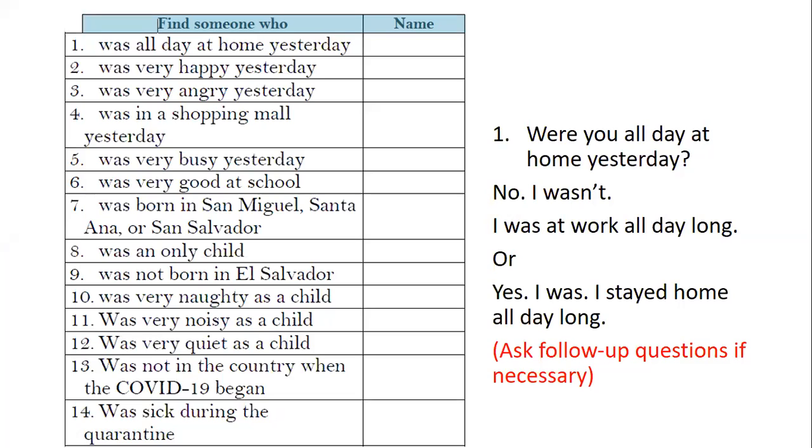You have simple questions like if you stayed at home, if you were happy, if you were busy yesterday, if you were a good student, if you were born in San Miguel, etc. If you were ever born in El Salvador or not, okay? And here, number 10, take a look at number 10. I want you to pay close attention to number 10. Naughty. Were you naughty as a child, a spoiled child?